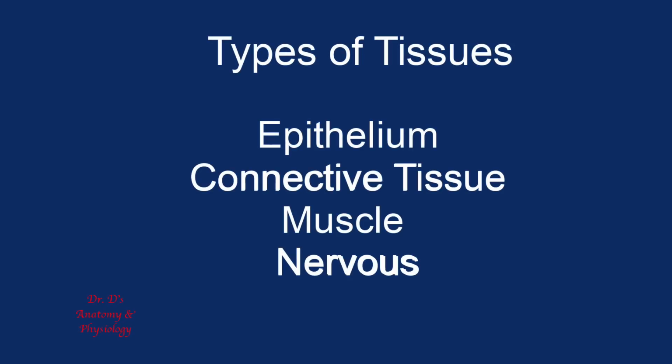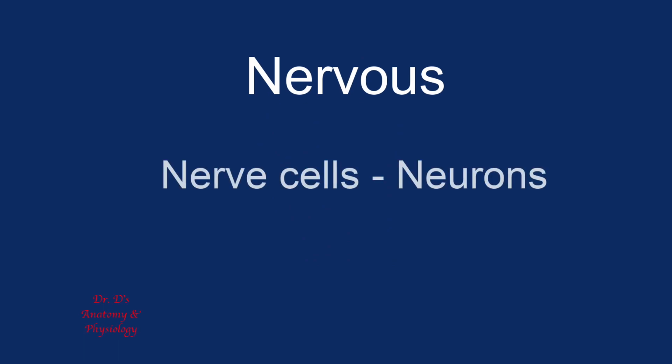Finally, there is nervous tissue. This tissue includes nerve cells or neurons that provide rapid communication between parts of the body by way of electrochemical signals, and the cells that support these highly specialized cells, the neuroglial cells.